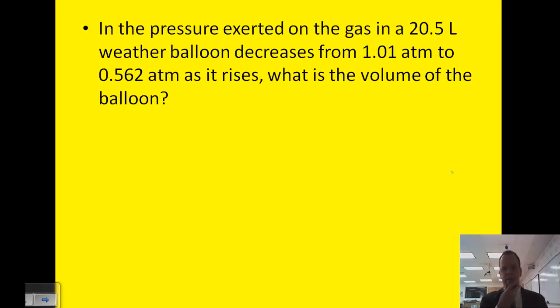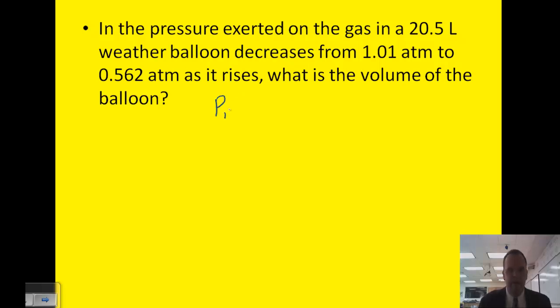So if we move to some example problems, I'd like you to try these problems on your own and then press play and see the correct answer. If the pressure exerted on a gas in a 20.5 liter weather balloon decreases from 1 atmosphere to 0.562 atmospheres, what is the volume of the balloon?